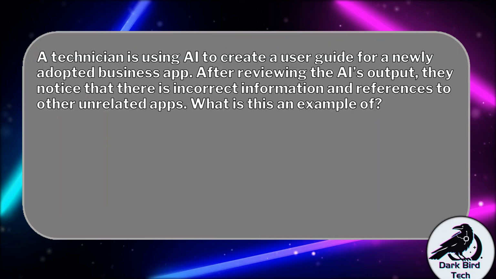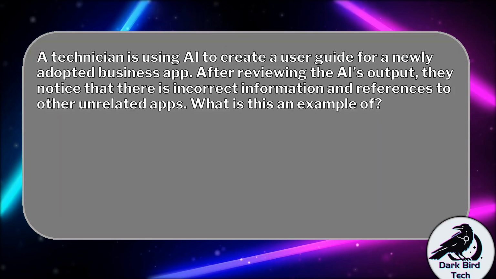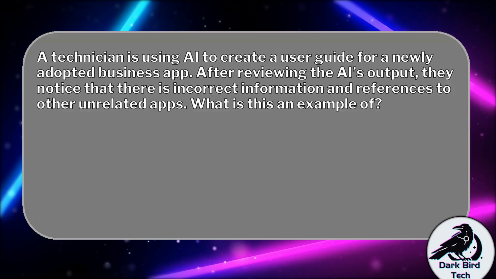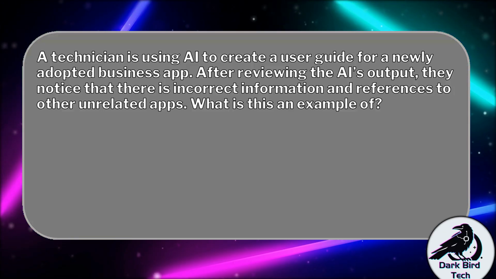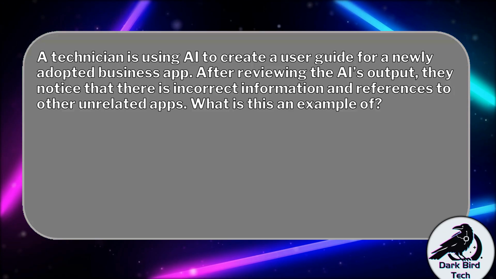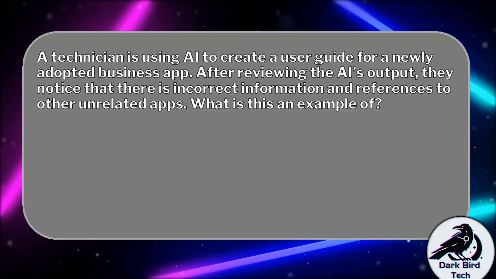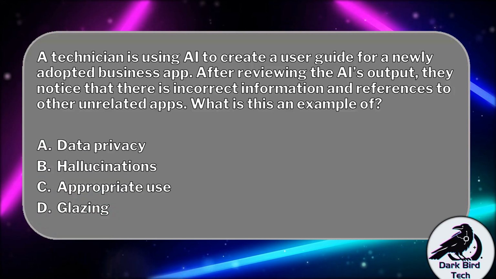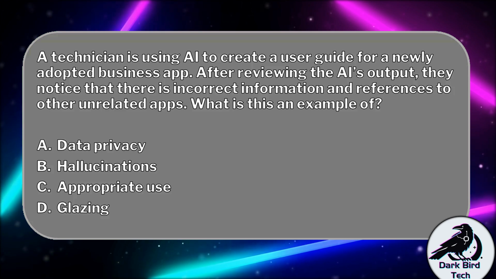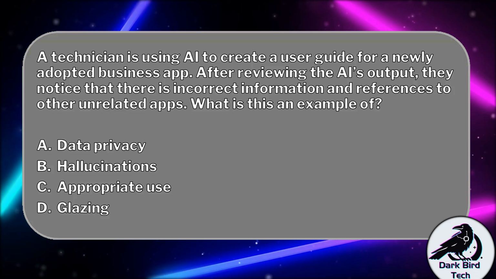Next question. A technician is using AI to create a user guide for a newly adopted business application. After reviewing the AI's output, they notice that there is incorrect information and references to other unrelated applications. What is this an example of? Let's see what the options are. First, data privacy. Second option, option B, is hallucinations. C is appropriate use, and D is glazing.